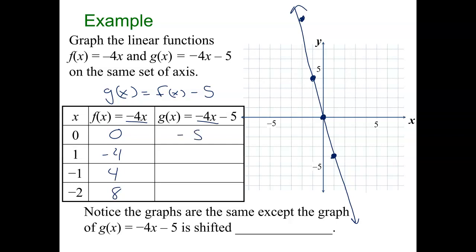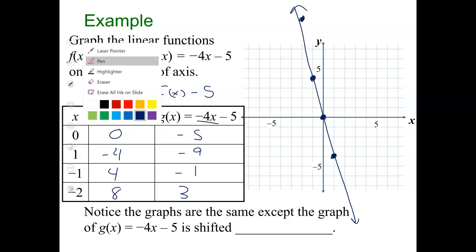Subtract 5. I can take this negative 4 and do what? Subtract 5. I can take this positive 4 and do what? And I can take this 8 and subtract 5. And that gives me a new set of ordered pair points. Let me change the color on this so I have a different color for the line.